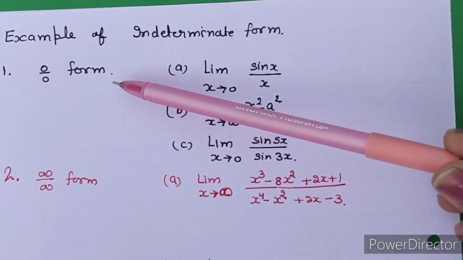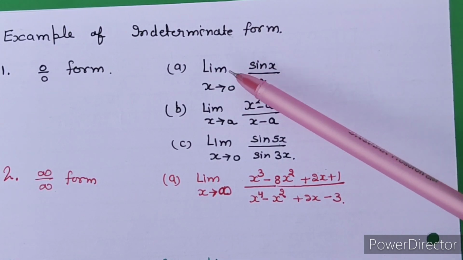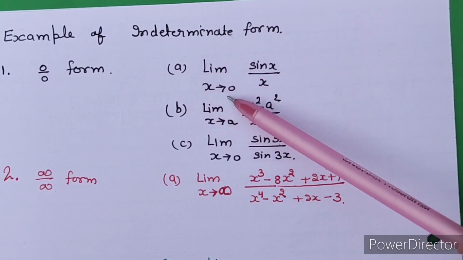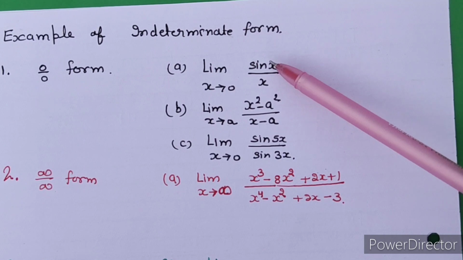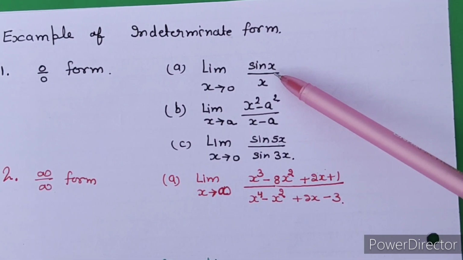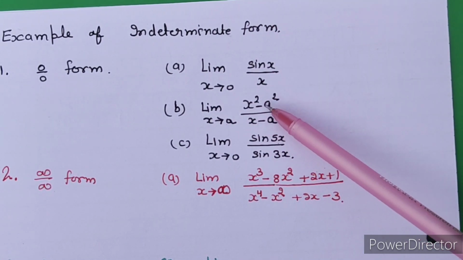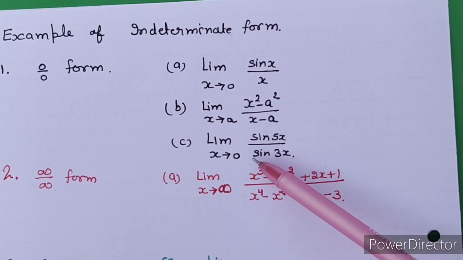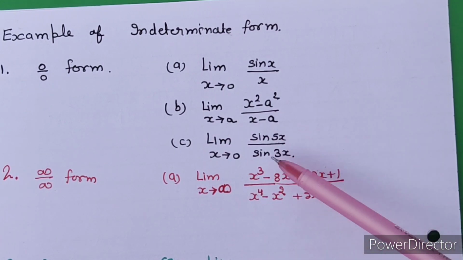First of all, 0 by 0 form. So these are the examples. As you know, the limit of x tends to 0 of sin x by x. You already calculated this value of the limit in your +2 class, and the limit is 1. Then the second example, if you put x is equal to a, this is again 0 by 0 form, and sin 5x by sin 3x, limit x tends to 0, this is also 0 by 0 form.